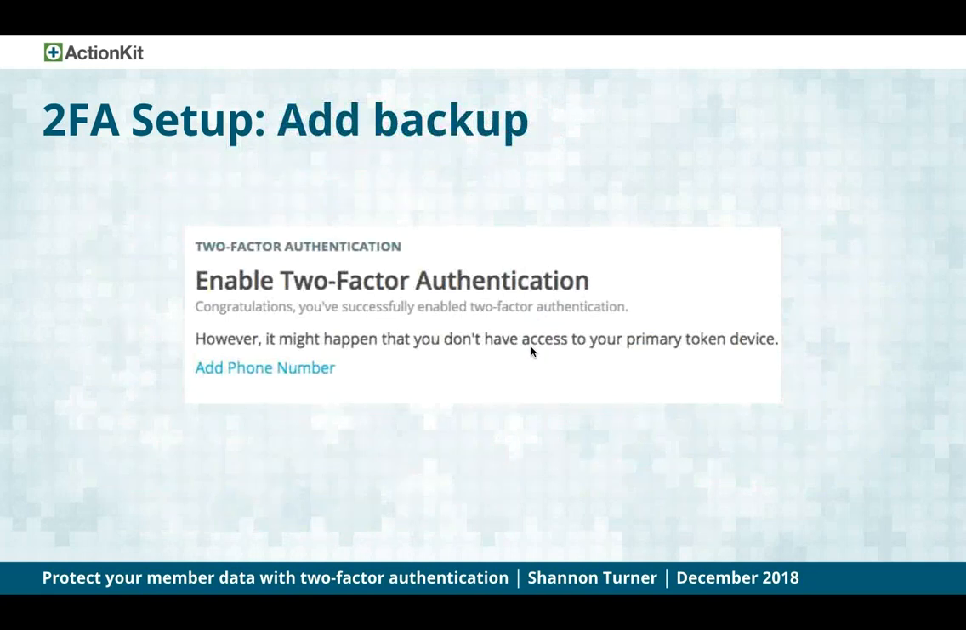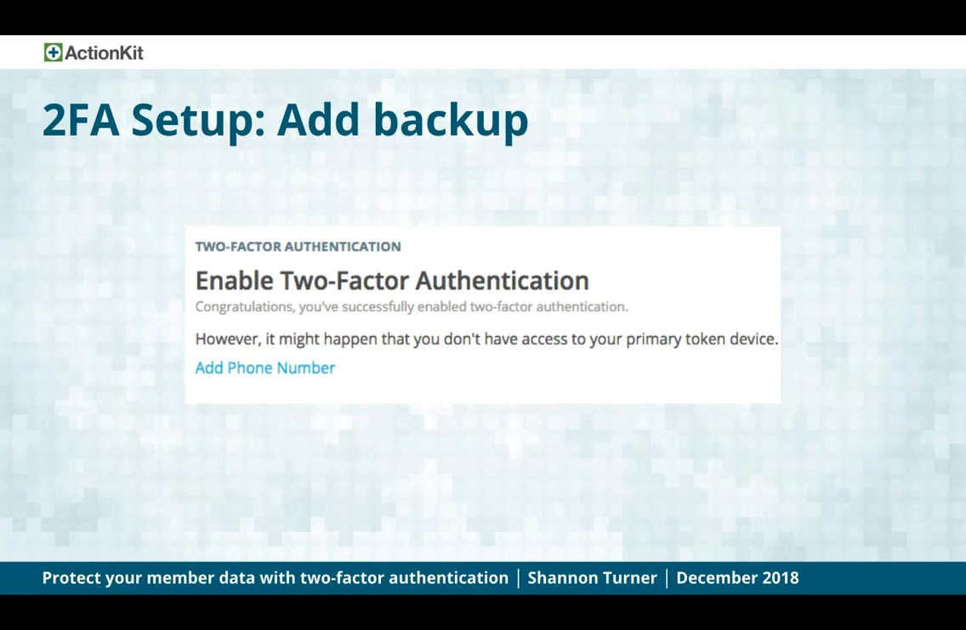Now you have two-factor authentication all set up and you're good to go. The next time you log in, you'll log in as normal with your ActionKit username and password, and then you'll also need the two-factor code from your smartphone app as well. You're done. And that was easy, and I would think probably a lot quicker than you expected.